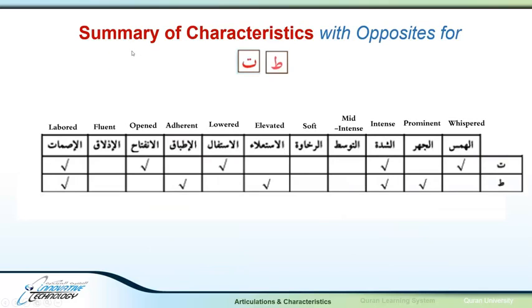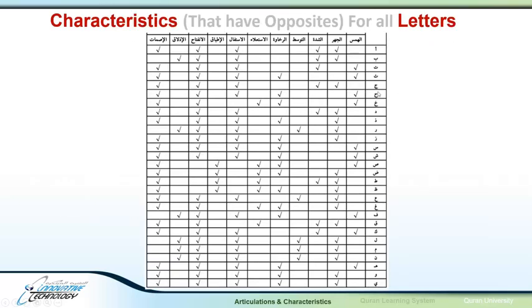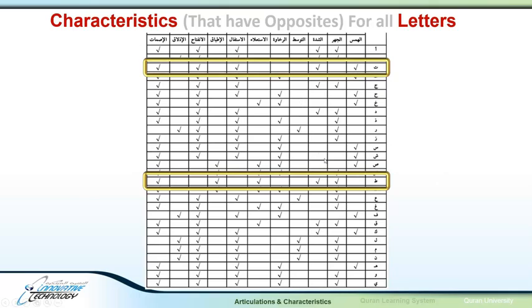We can now summarize the characteristics with opposites for the ta and ta in one table that summarizes them all. And similarly, we can put all the alphabet letters and put those 5 pairs of characteristics with opposites, and you'll find that for every letter in the alphabet there is a unique set of characteristics among these 10 characteristics with opposites. And this is the ta and ta in this overall table.